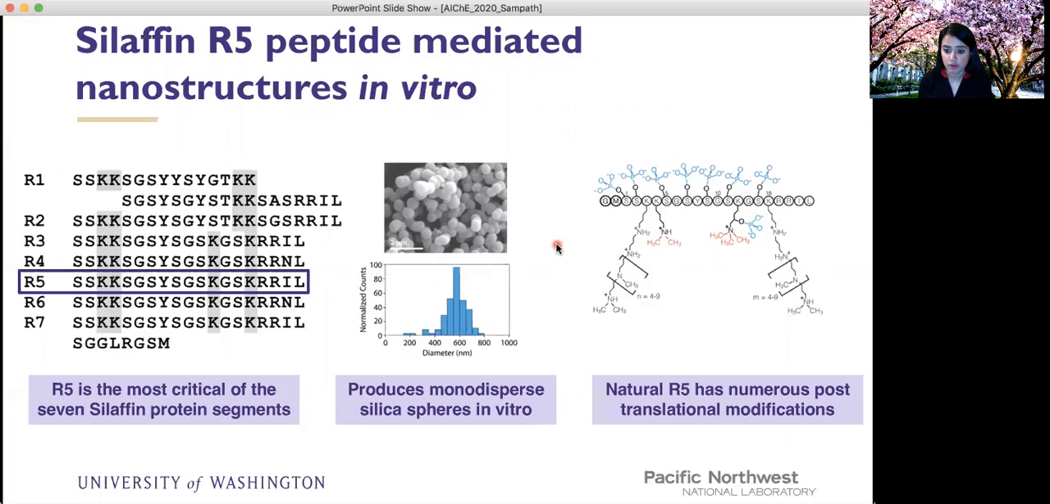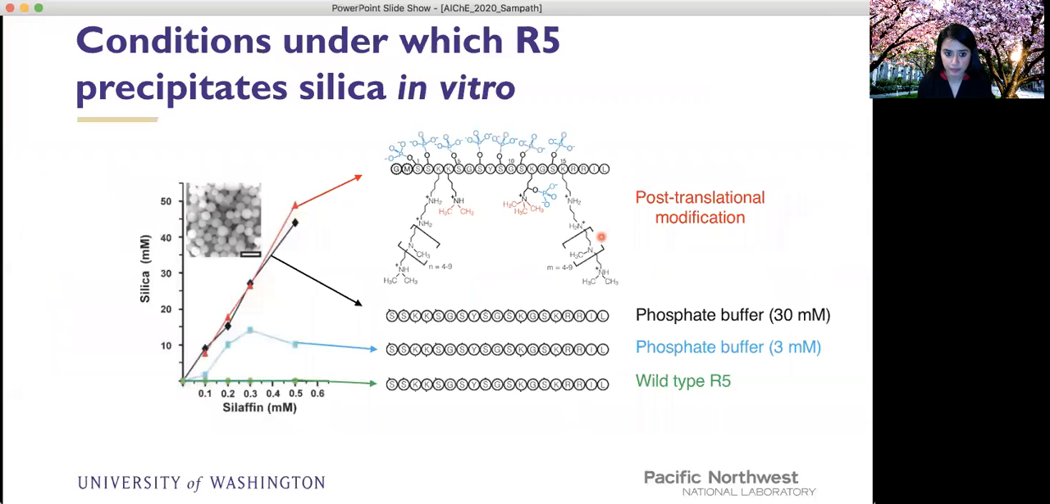Studies also found that natural R5 extracted from the cell wall of diatoms actually contain numerous post-translational modifications at the site of serine and lysine side chains. Post-translational modifications are biochemical modifications that occur at the site of an amino acid after a protein has been synthesized in the cell. Investigation into the role of these post-translational modifications revealed that they are crucial to the precipitation of silica.